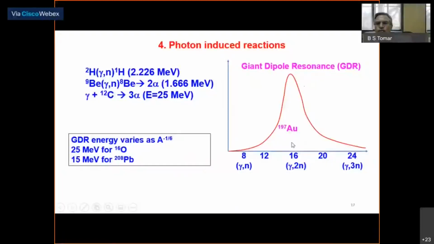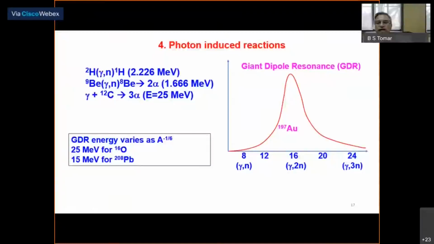the energy of the maximum of this GDR has been found to decrease as A^(-1/6). So essentially, it was found to decrease as 1/√R, where R is the radius of the nucleus, and R equals R0 A^(1/3). So it has been found that in the case of oxygen, the GDR occurs at 25 MeV, whereas in the case of lead, GDR occurs at 15 MeV. So the emission of a broad gamma ray band from highly excited nuclei has been observed, and now you can use the inverse reaction. You can use a high energy gamma ray to excite this mode in the nuclei.